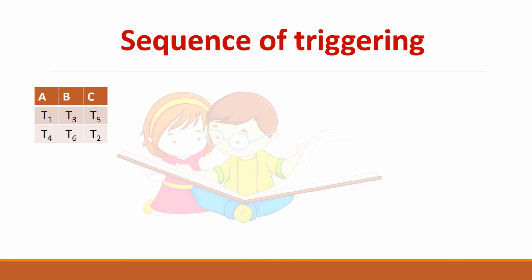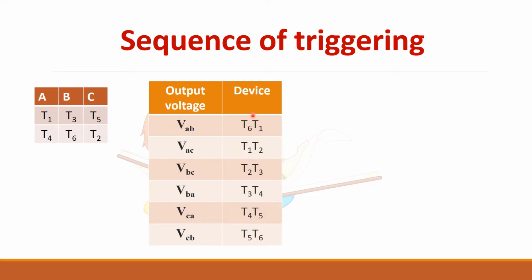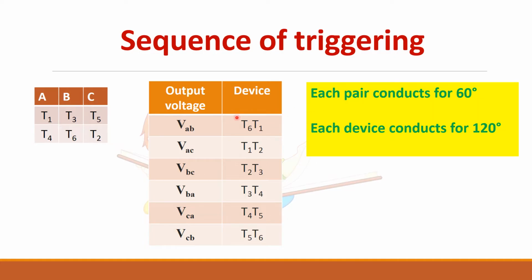Now let us learn the sequence of triggering in three-phase converter. Always make sure you write this table correctly: 1, 3, 5, 4, 6, 2. Only if you write this correctly, you can write the sequence like this. If you change this table, this sequence will change. Now we know that each pair conducts for 60 degree and each device conducts for 120 degree.